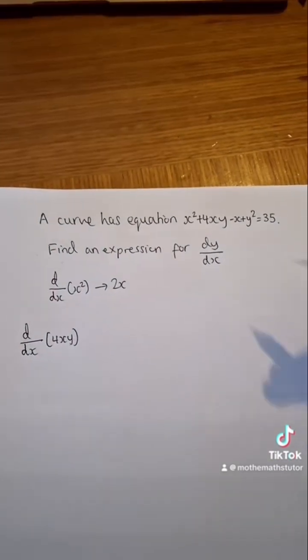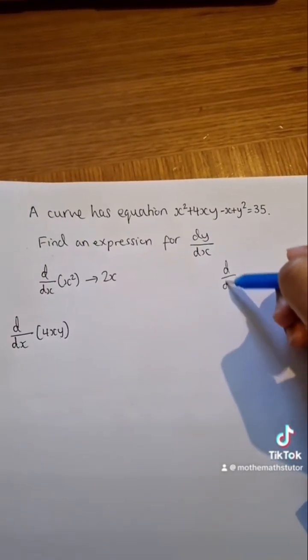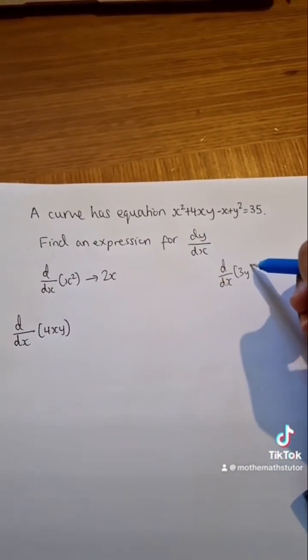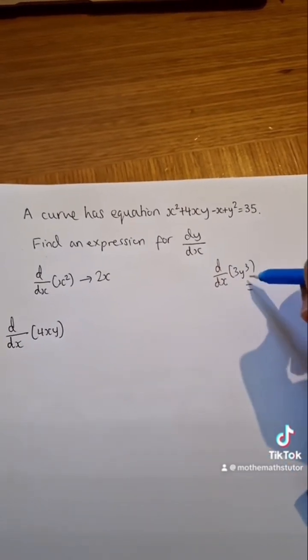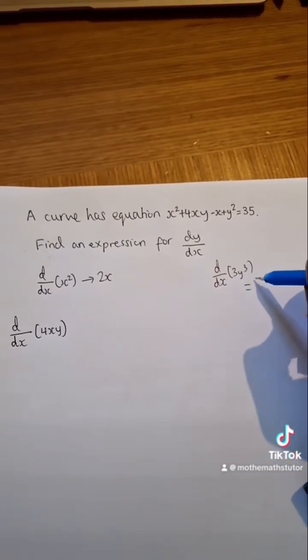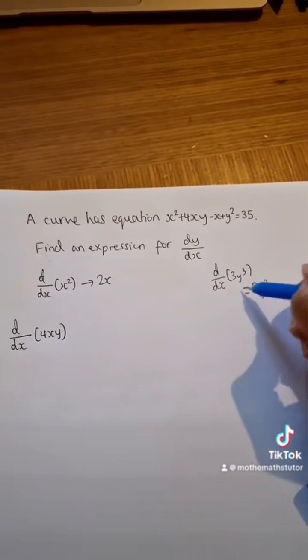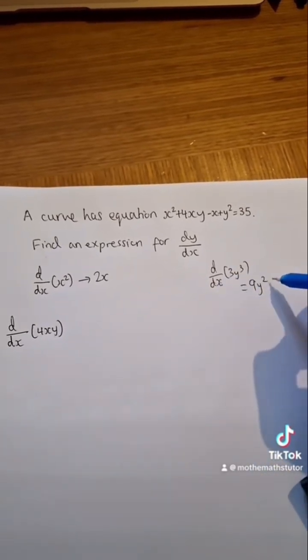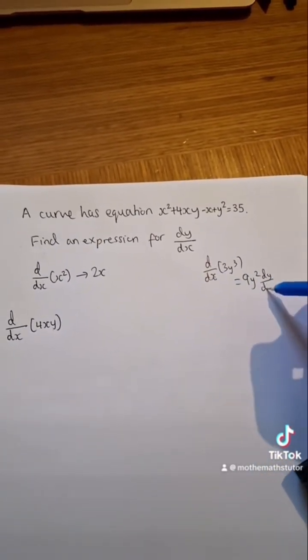bit more difficult. In order to help you do it, I'm going to remind you that if you're differentiating something like 3y cubed with respect to x, what you're doing is not only differentiating it like normal, so 3 times 3 is 9 and then y squared, but then because you're differentiating with respect to x, you have to multiply onto it dy by dx.